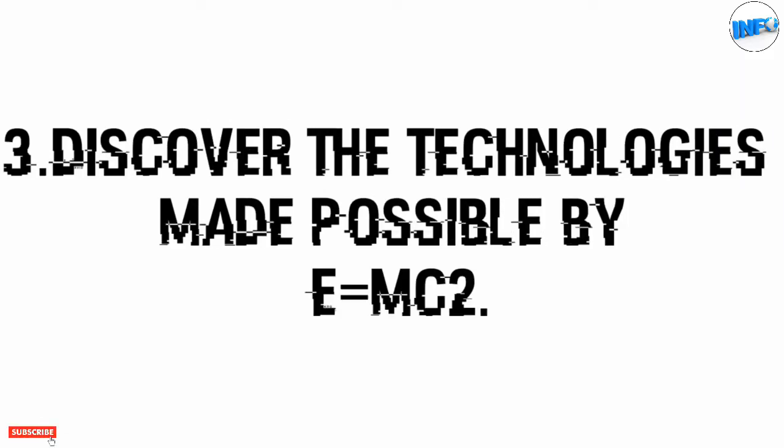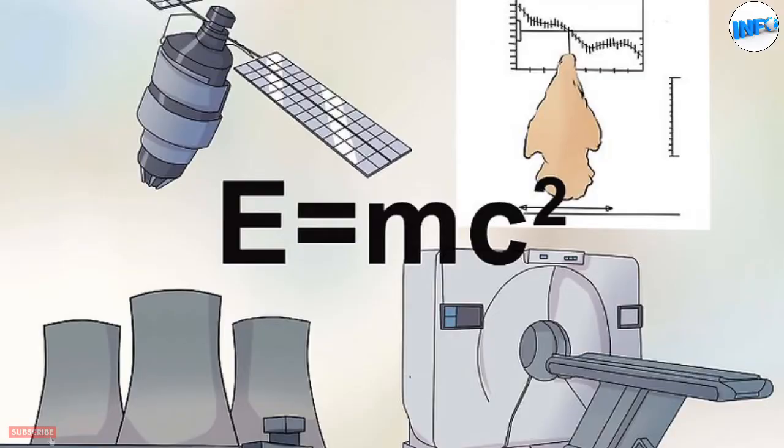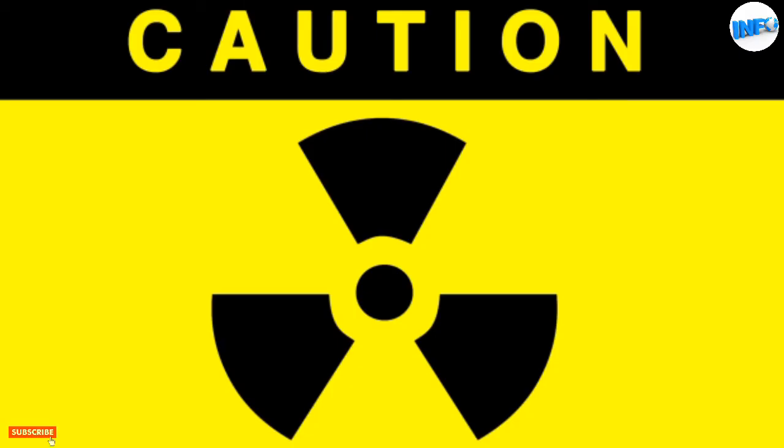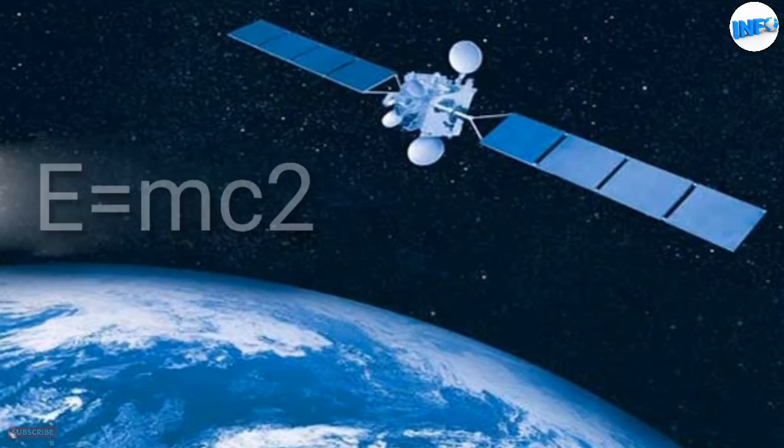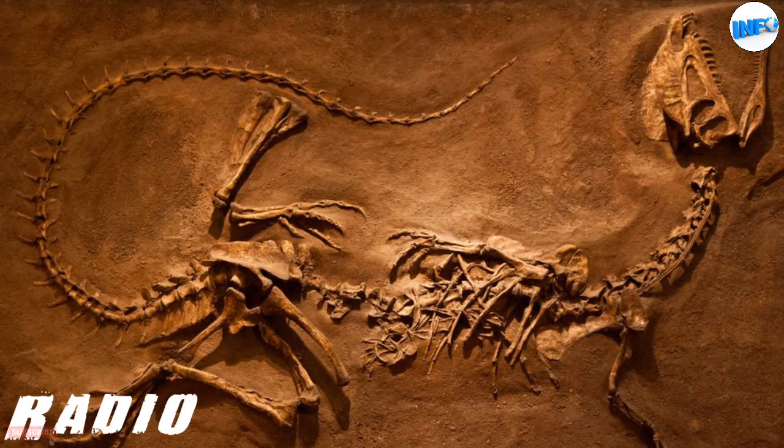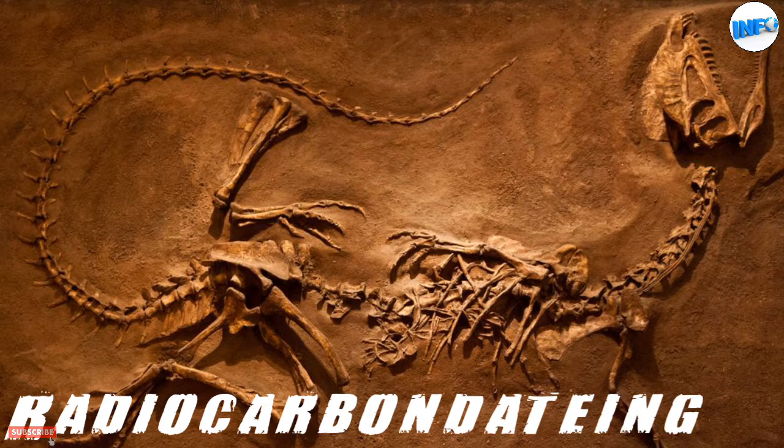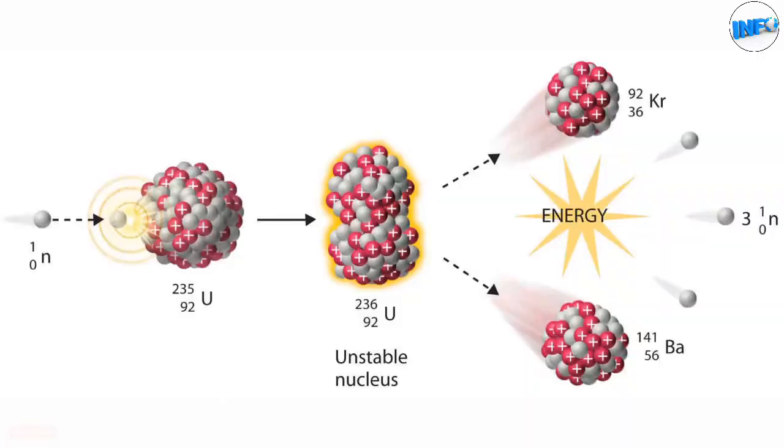Discover the technologies made possible by E equals mc². E equals mc² has enabled the creation of many new and exciting technologies, some of which we can't imagine living without. PET scans use radioactivity to see inside the body. The equation allowed for the development of telecommunications with satellites and rovers. Radiocarbon dating uses radioactive decay based on the equation to determine the age of ancient objects. Nuclear energy provides cleaner and more efficient energy.